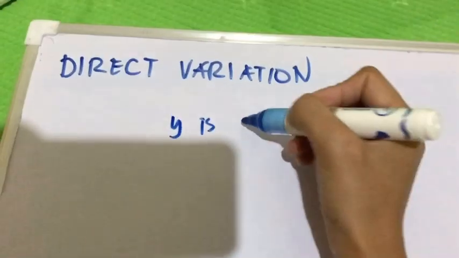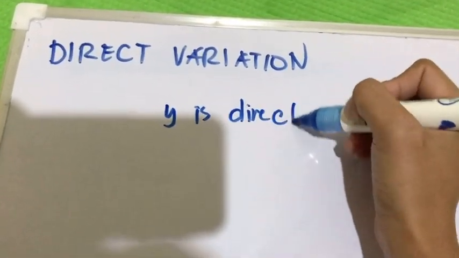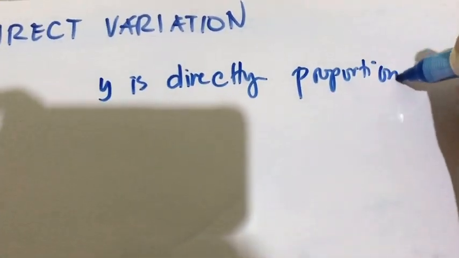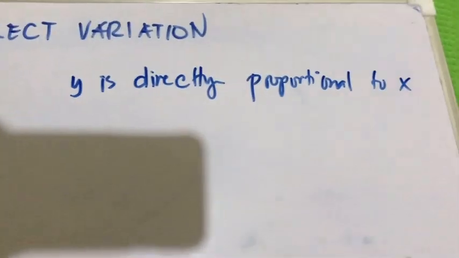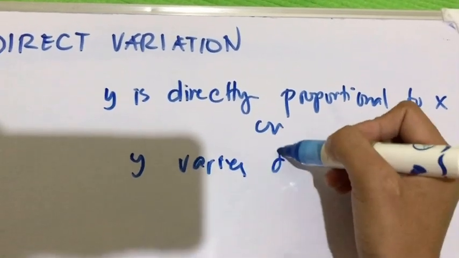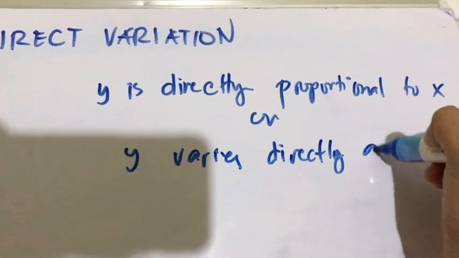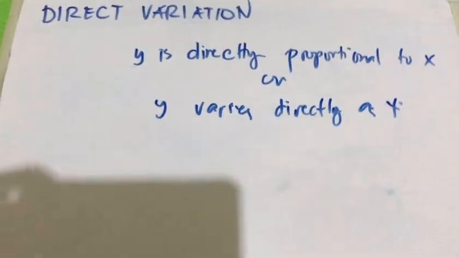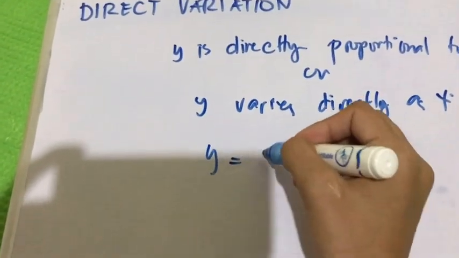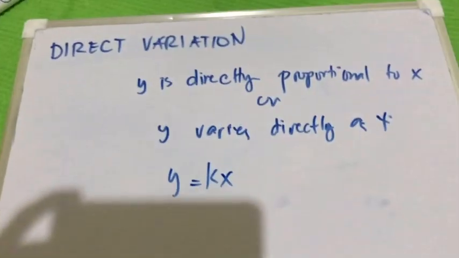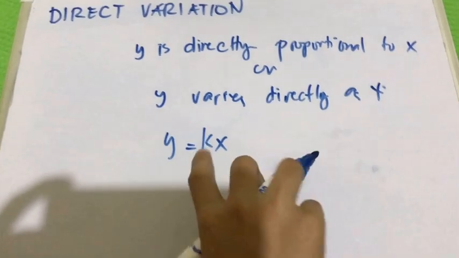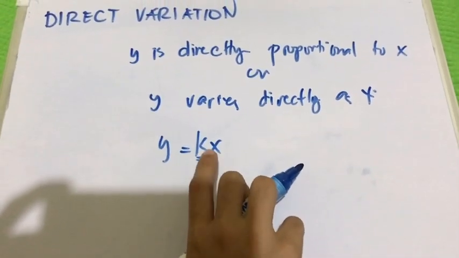Y is directly proportional to X, or Y varies directly as X. So in a direct variation, this is written of the form Y is equal to X times the constant of variation, which is represented by the variable what? Represented by the variable K.